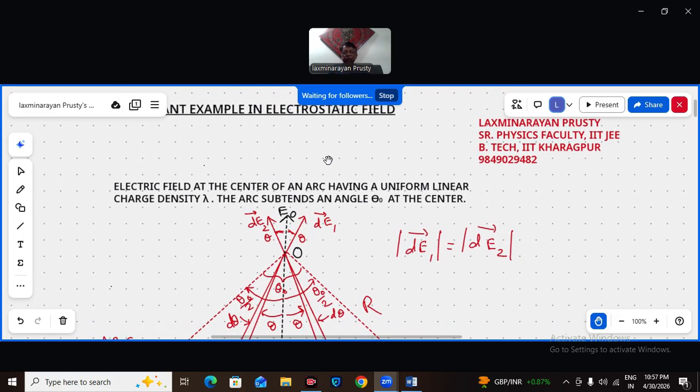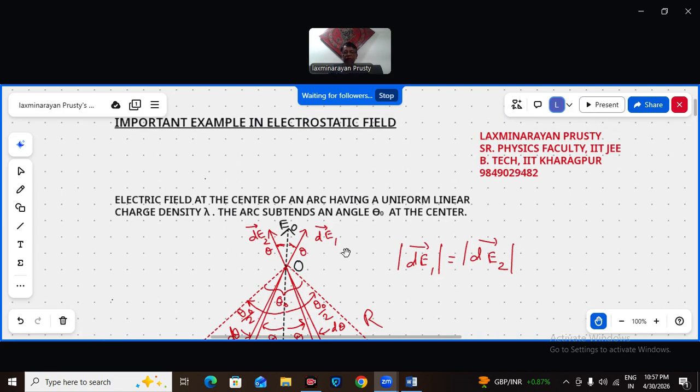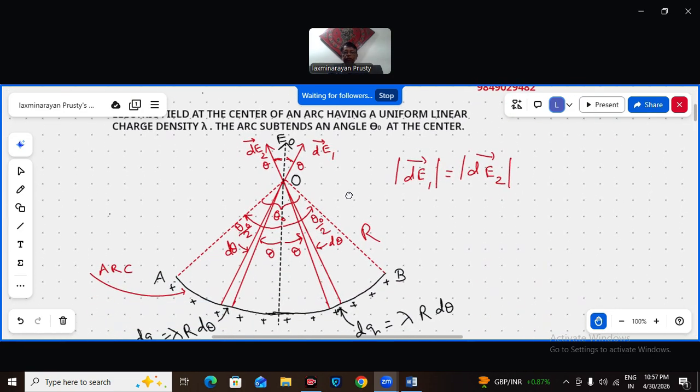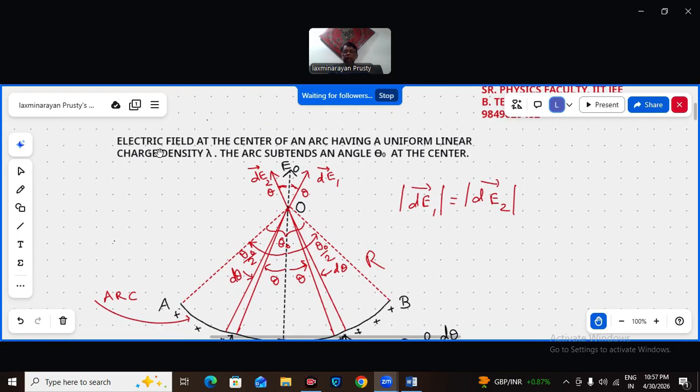So what I'm going to discuss in this one: first, I'm going to derive the electric field of an arc which is having uniform linear charge density, at the center of the arc. Electric field at the center of an arc having a uniform linear charge density lambda. The arc subtends an angle theta naught at the center, as you see here.